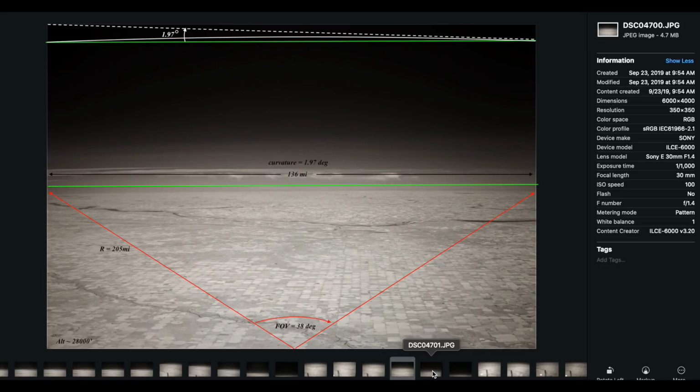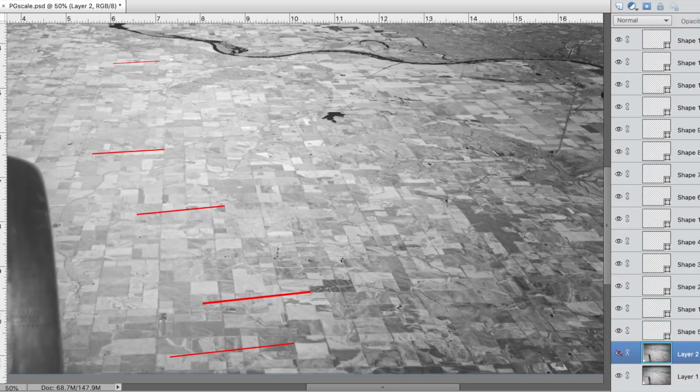Now obviously I could have taken all my photos with the horizon in the middle of the image. And I thought about that, but that would be a waste of vertical field of view. I wanted to really get a nice view of the surface, close in and far away. So now let's take a look at the image analysis that I've done.